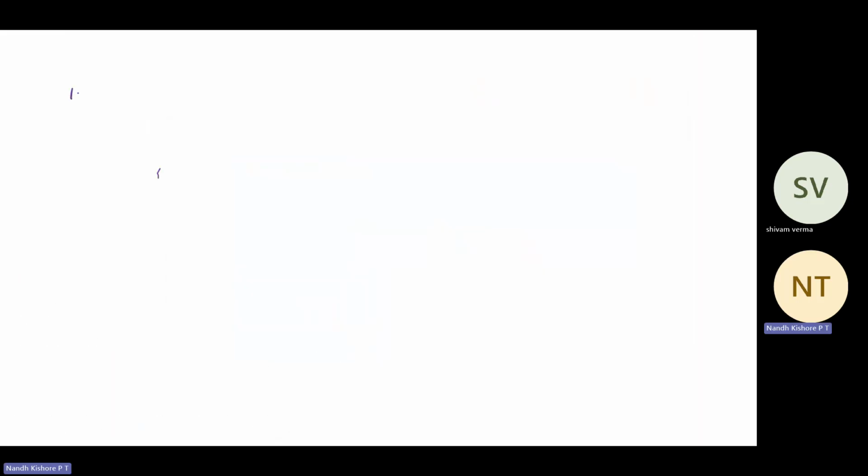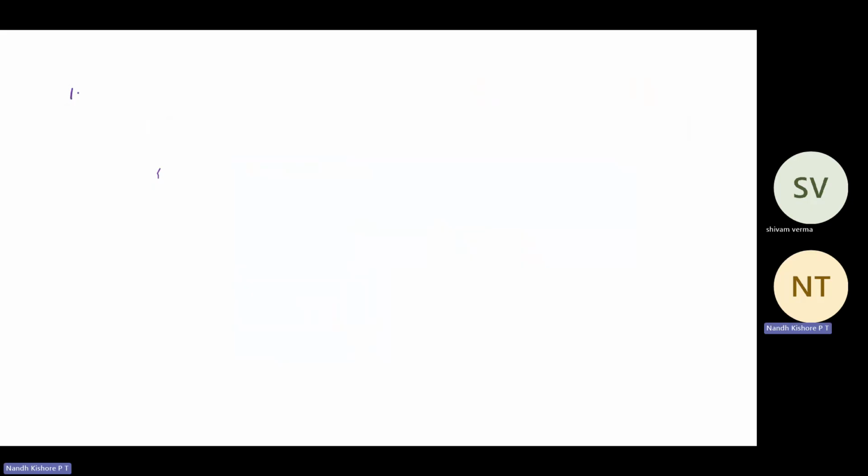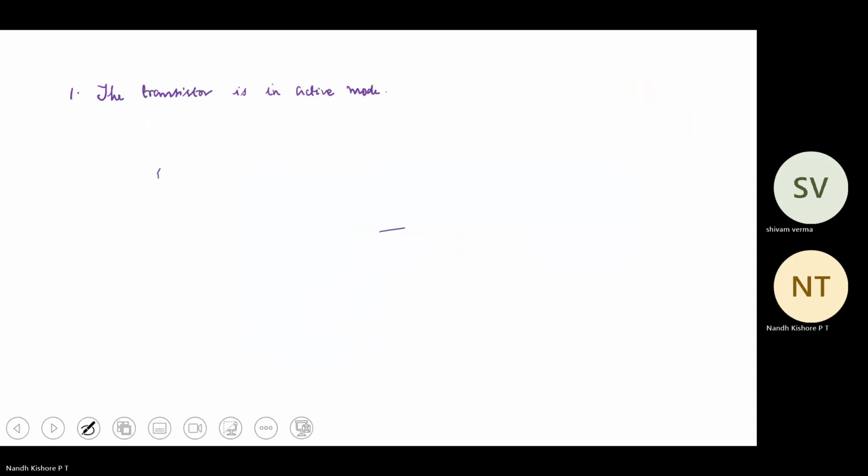Okay. So the first question is, the transistor is in active mode. The transistor is in active mode in the following circuit.